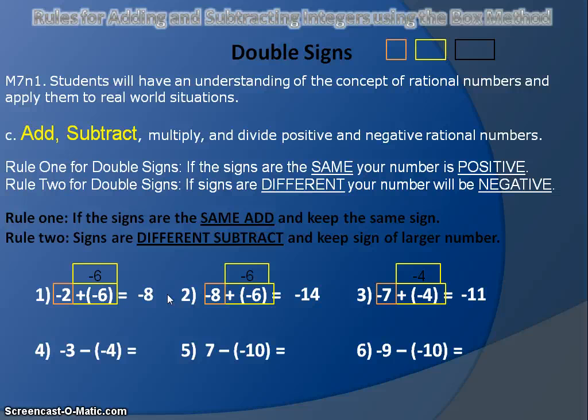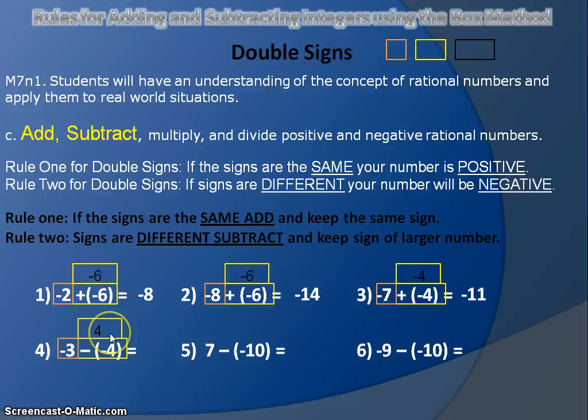Now let's move to our subtraction problems. Number 4. -3 minus a -4. Go through our boxing. Now we have -3, -4. So in this case, we have a -4. Our signs are the same. So we go up here to our double sign rules. If the signs are the same, your number is positive. So this box right here will now contain a +4.